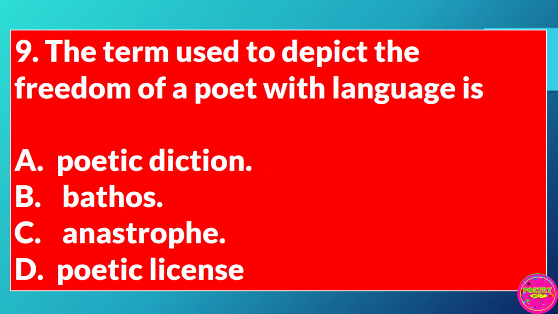Question 9. The term used to depict the freedom of a poet with language is A. Poetic diction, B. Battles, C. Anastrophe, D. Poetic justice. The correct answer to this question is D.